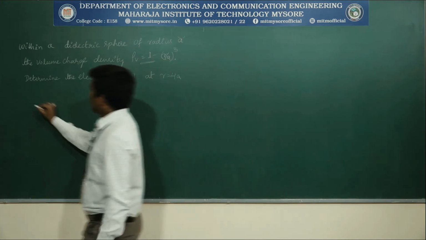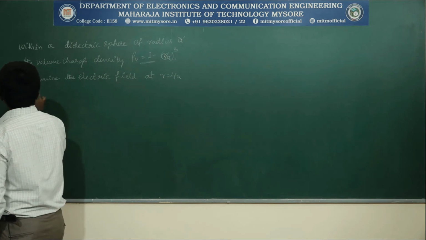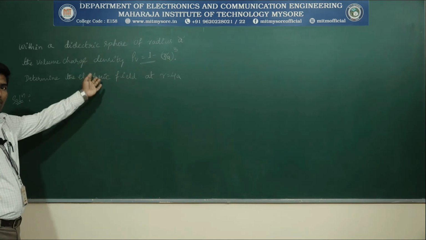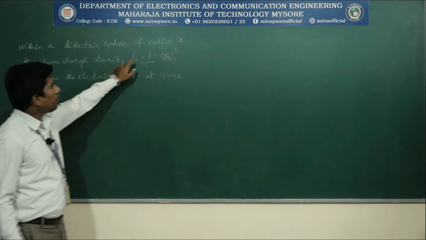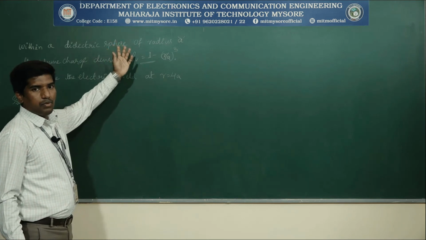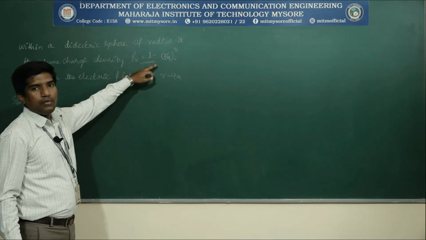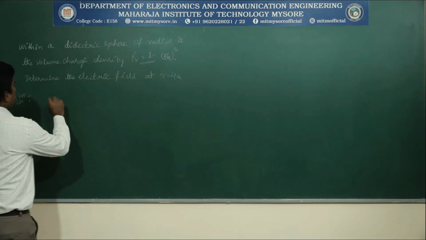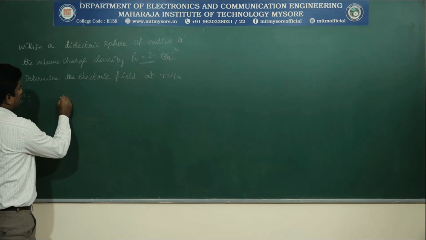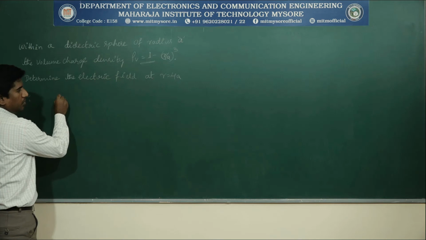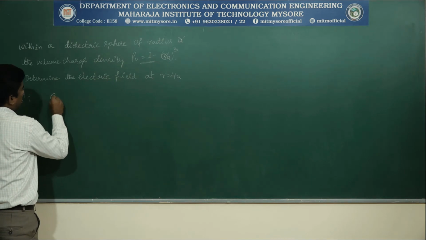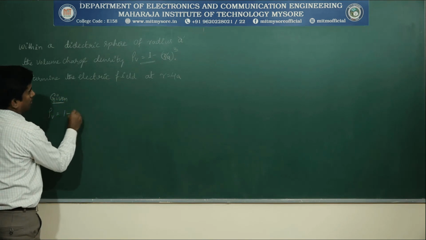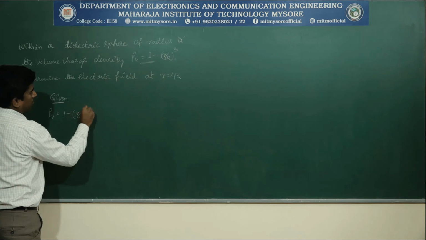Here also they are asking us to calculate the electric field. In the previous problem also the same agenda, but the rho V component given was constant, but now it is dependent on R. That is the only change. In the same fashion, we need to calculate Q first. First let me write the given: rho V is equal to 1 minus R by A whole cube.